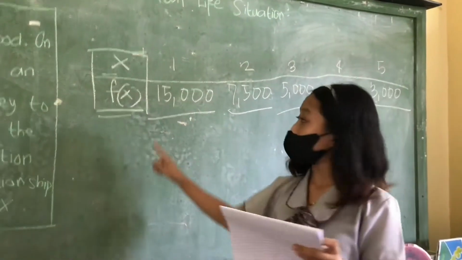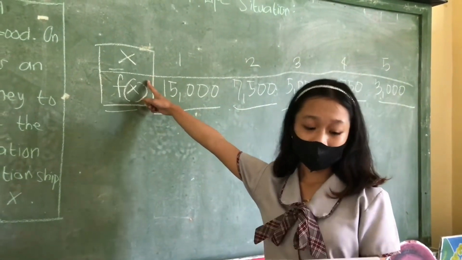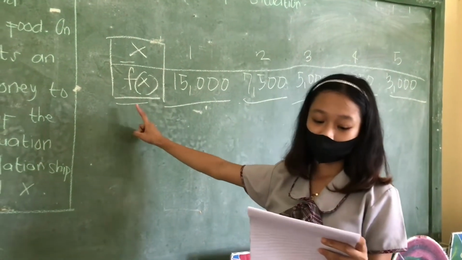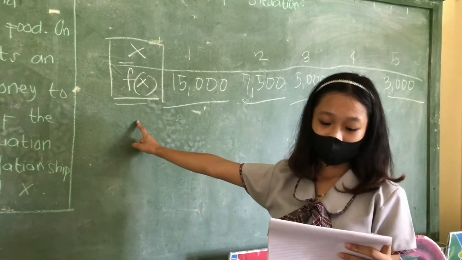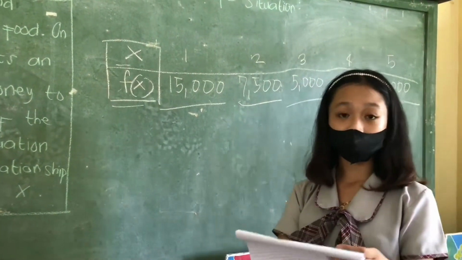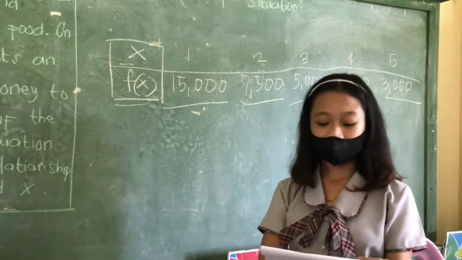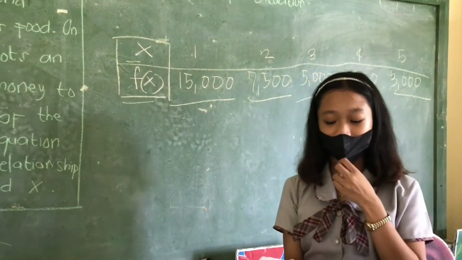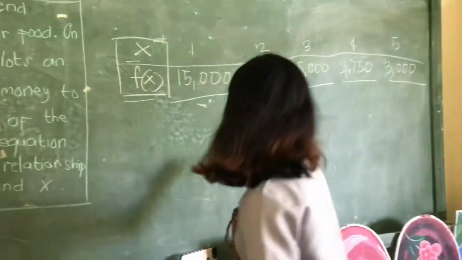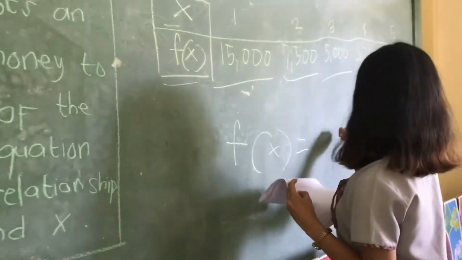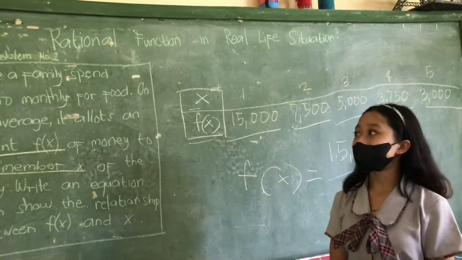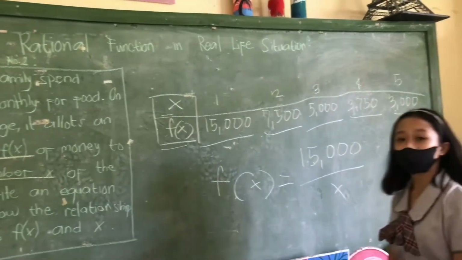So given that x is the number of family members and f of x is the amount of money spent for food of each family member, then the function or equation that will show the relationship between f of x and x is f of x equals 15,000 over x. So that's rational function in a real-life situation.